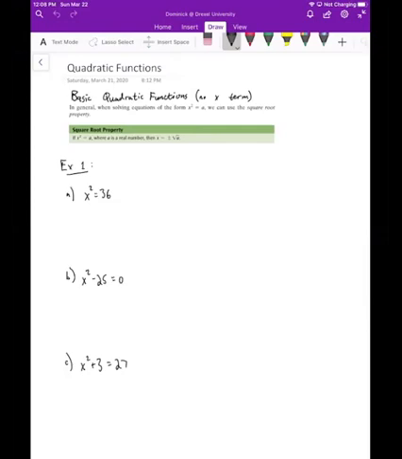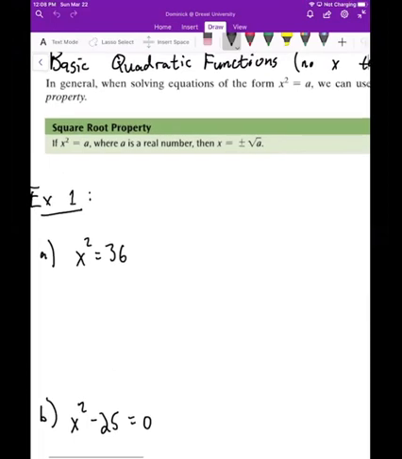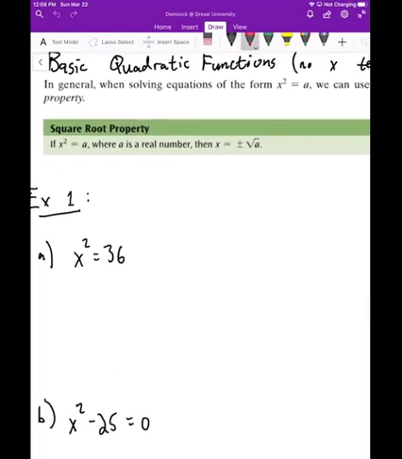So the first thing that I want to talk about is that we have what's called the square root property, which says that if you have x squared equal to some number, then what we can do is take the square root of both sides, and then you get that x is plus or minus whatever the square root of that number is.